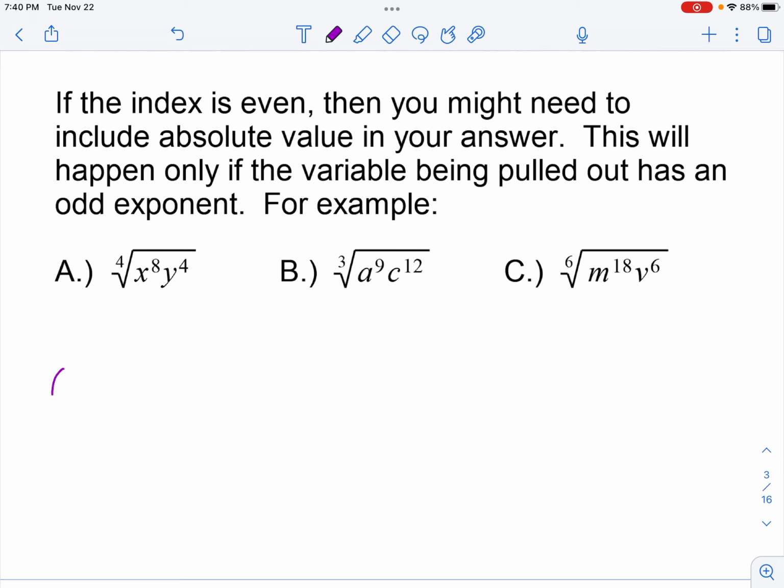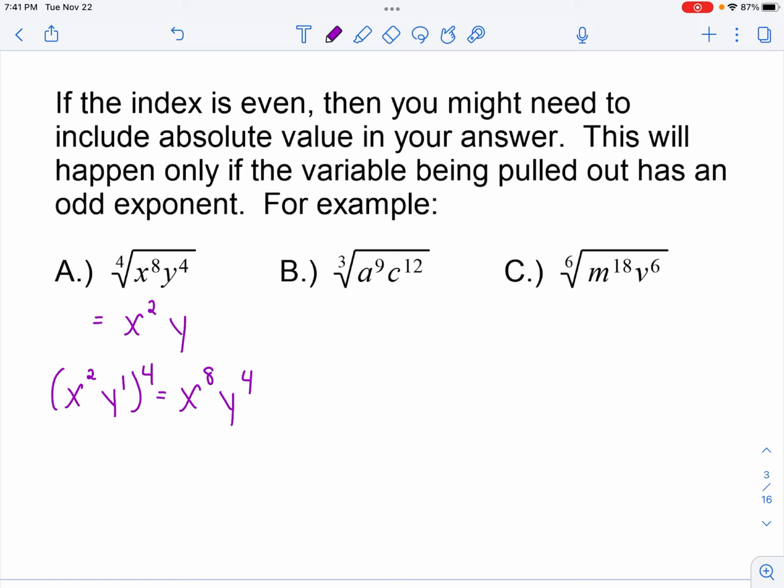The way I think about this is something to the fourth power has to equal x to the eighth, y to the fourth. This goes back to factoring with difference of squares or difference of cubes, figuring out that sort of setup. So I need x squared, because x squared to the fourth gives me x to the eighth, and then y to the first. So this is equal to x squared y.